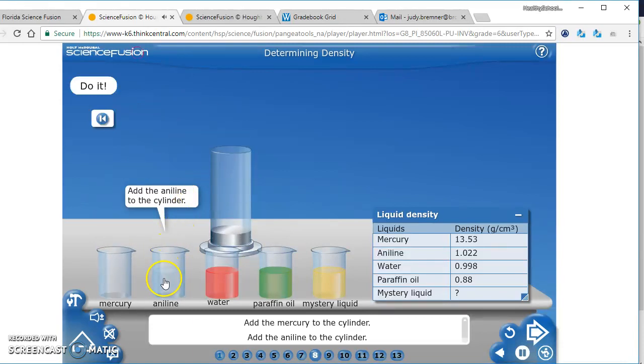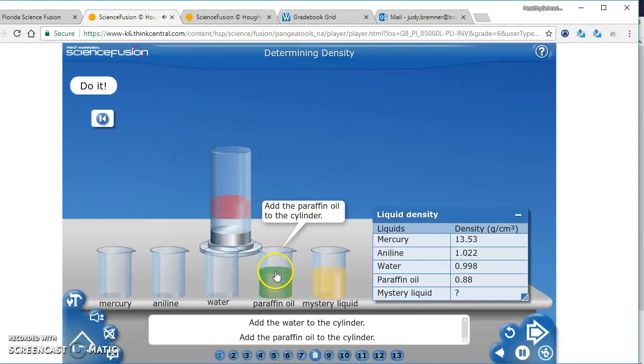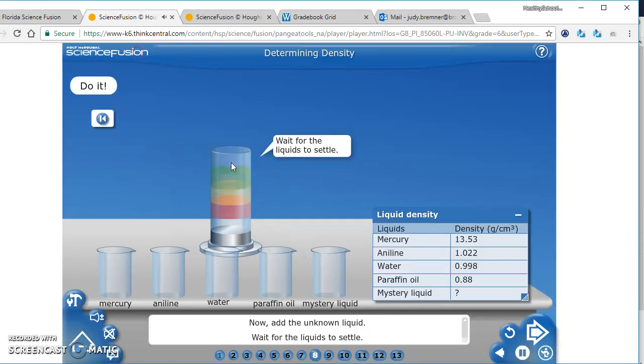Add the aniline to the cylinder. Add the water to the cylinder. Remember that the water has been colored with red food coloring. Add the paraffin oil to the cylinder. Now add the unknown liquid. Wait for the liquids to settle. When you've finished, click the next button to go on.